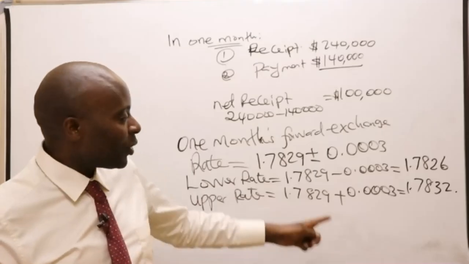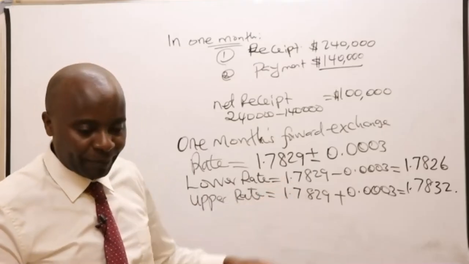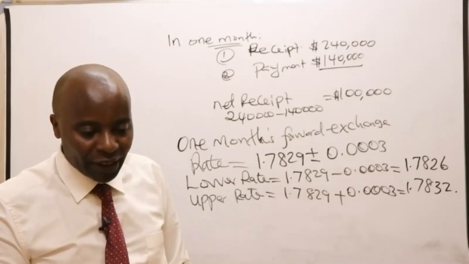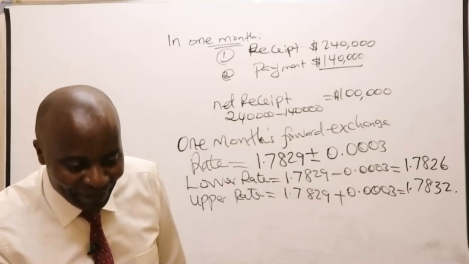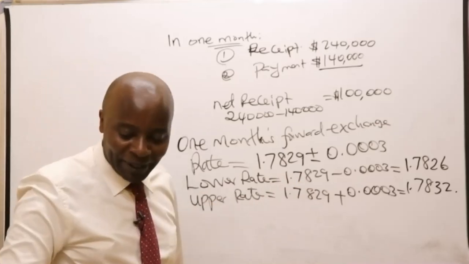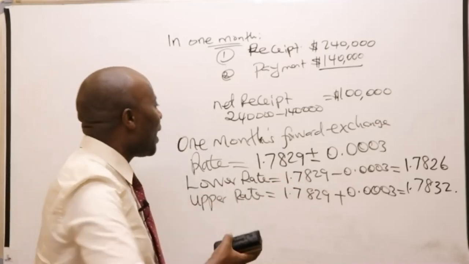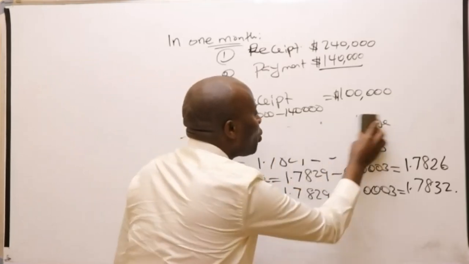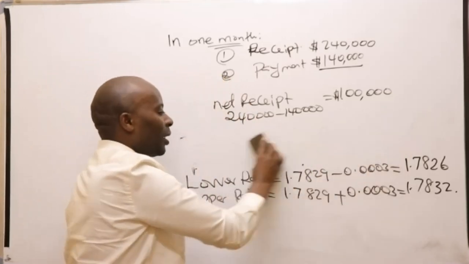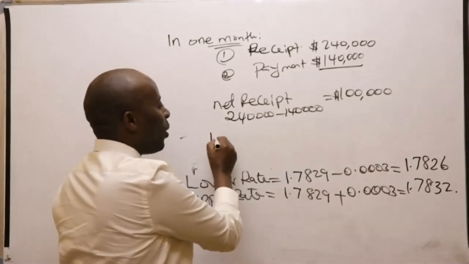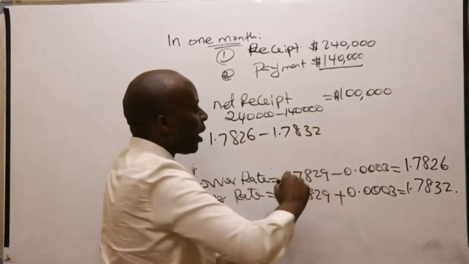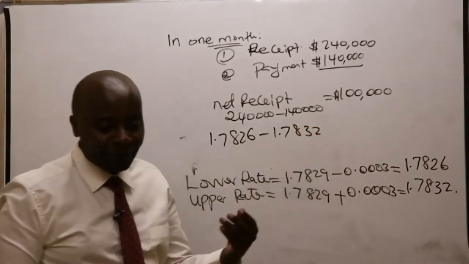Yes. How many of us would have dealt with this exchange rate this way? How many of us would have dealt with it that way? Yes, many of them. Thank you very much. So, ladies and gentlemen, if that is the case, what I need to do is to come and reorganize and capture the information this way: 1.7826 to 1.7832. How about the currency?